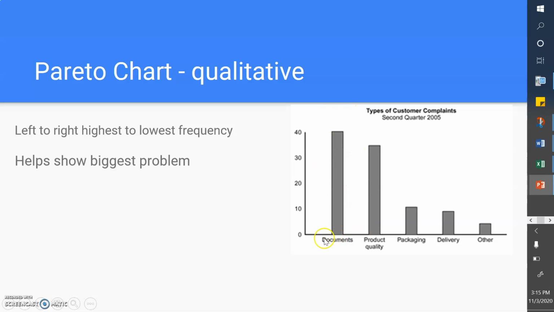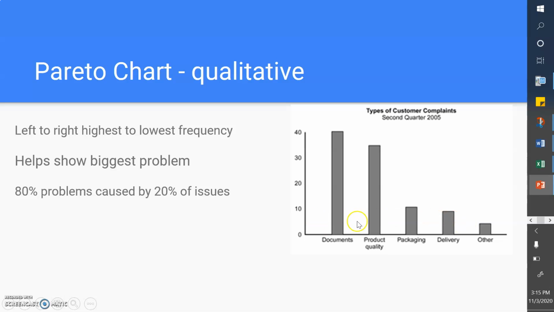Customers are complaining about the documents with this company. They're not complaining about delivery as much as they're complaining about documents. So as a boss, I'd be going, well, we need to fix our documents. And the reason that a lot of companies do that is because there's this rule called the Pareto rule or the 80-20 rule that says 80% of problems are usually caused by only 20% of the issues. So you can fix a lot of problems by fixing a small amount of things.